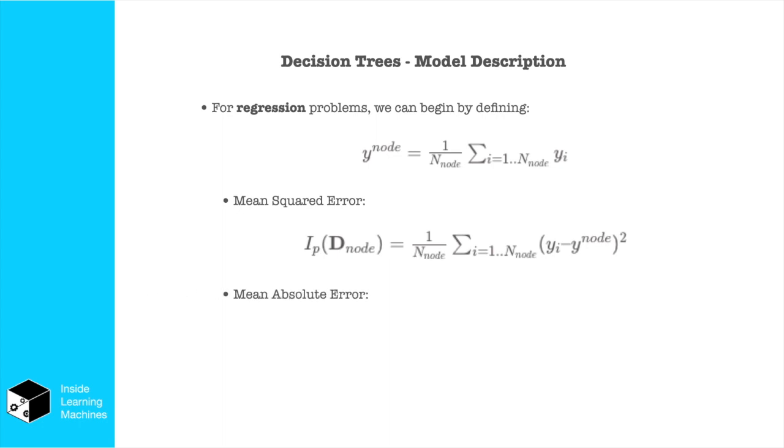Or alternatively, we can compute a mean absolute error. So again, we sum over all the data points at the node, but here we just take the absolute difference between our mean and the individual label, yi, and then we divide that by the total number of instances at the node.